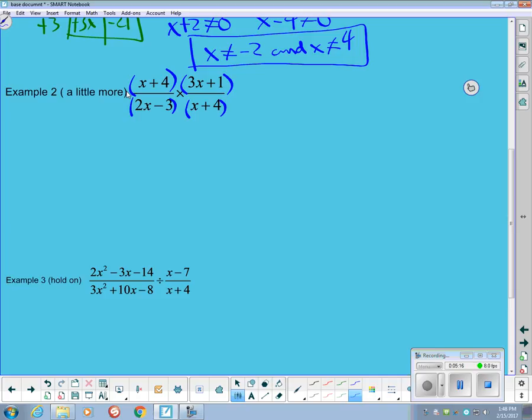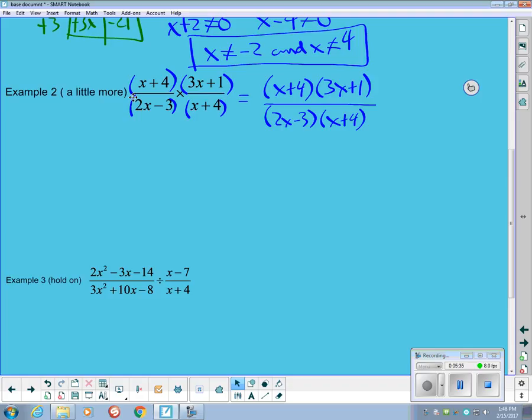So that's why I want everything factored. And so when I write it like this, so that it looks factored, the x plus 4 times the 3x plus 1 over 2x minus 3 times x plus 4, I can see that I have identical pieces in the numerator and the denominator. So those x plus 4s can cancel, and it will just leave me with a 3x plus 1 in the numerator and a 2x minus 3 in the denominator.